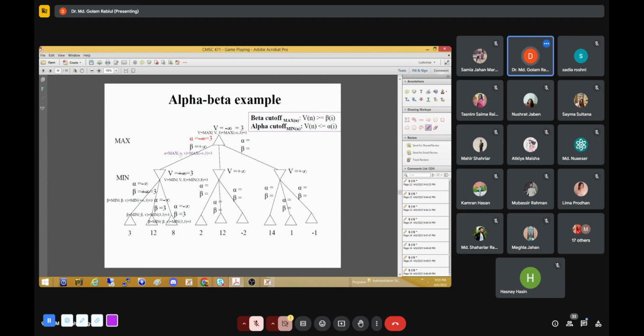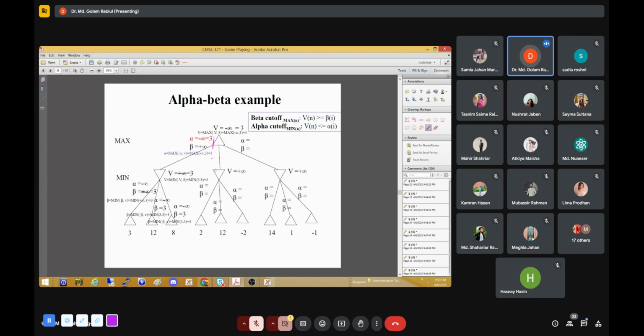Alpha is max of the existing alpha and v. So existing alpha is what? Existing alpha is negative infinite and v is 3. Between these two, which one is maximum? Maximum is 3. So now our alpha will be 3. Okay, so here alpha is 3 and beta is positive infinite.